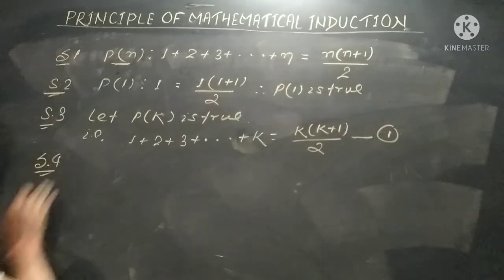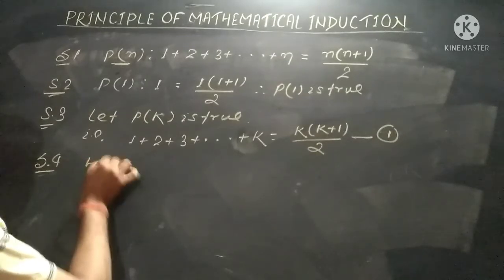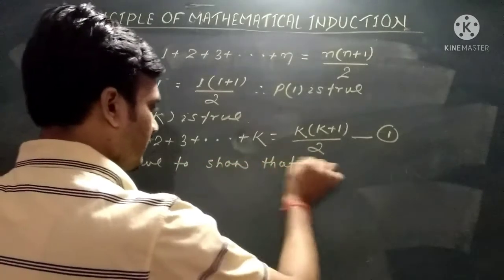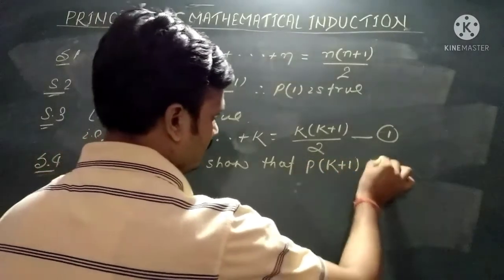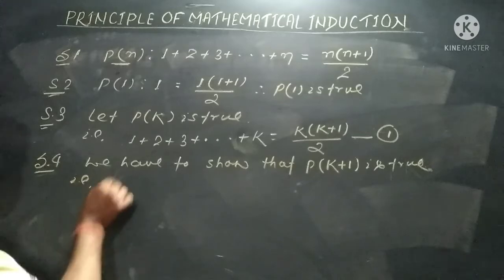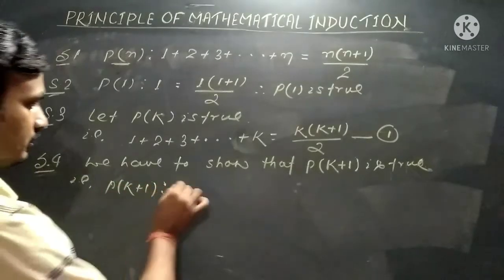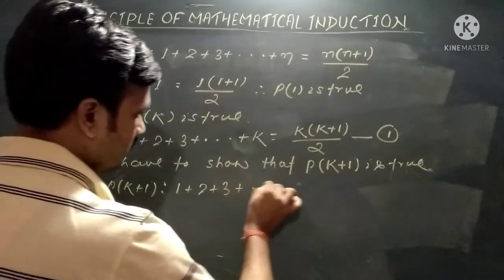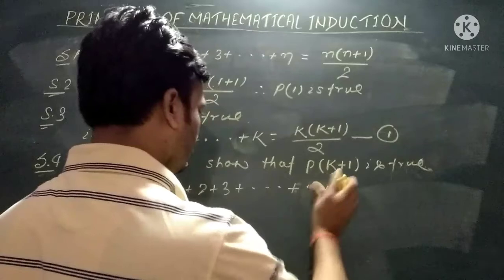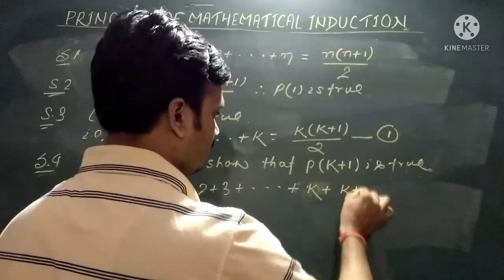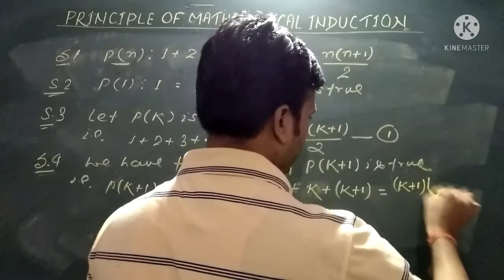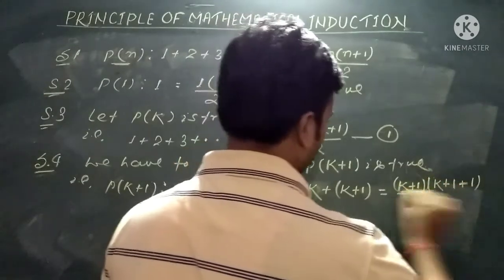Now in the final step, step 4, we have to show in this step that Pk plus 1 is true. That means what we have to show here? That means we have to show that Pk plus 1 is 1 plus 2 plus 3 dot dot dot plus k plus k plus 1, which is equal to k plus 1 into k plus 1 plus 1, whole divided by 2.